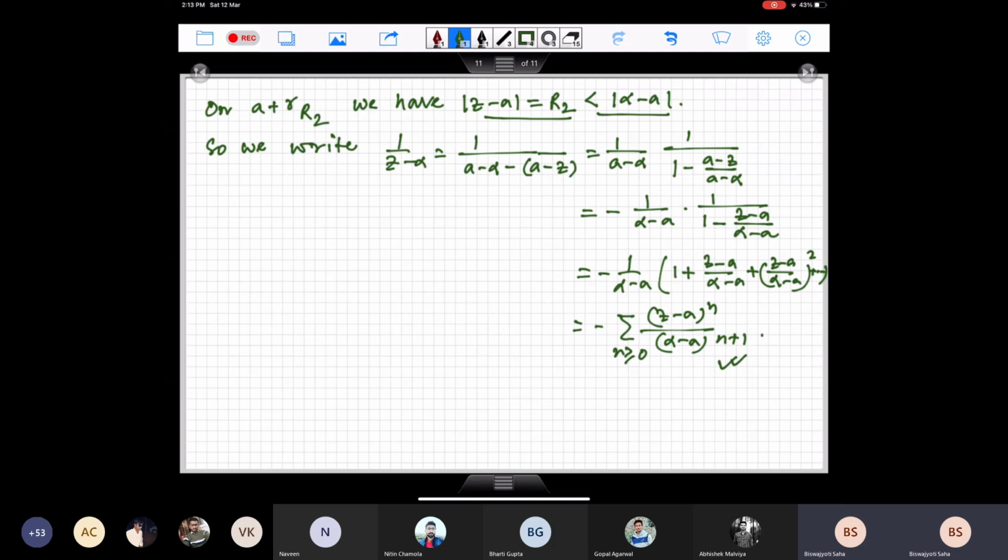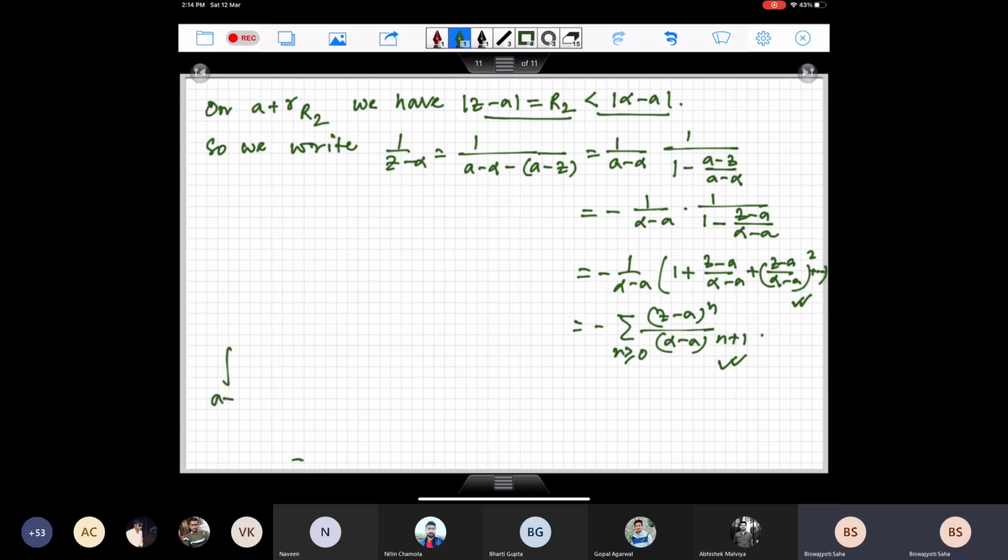Now if I expand it like this, then I can write it as an expansion, and I get that my 1 upon z minus alpha is minus the sum over n bigger than or equal to 0 of z minus a power n over alpha minus a power n plus 1. So this is precisely what I am getting. Fine. Now that I get this, observe here, this is my integral. Let us be slightly careful and try to do this integration.